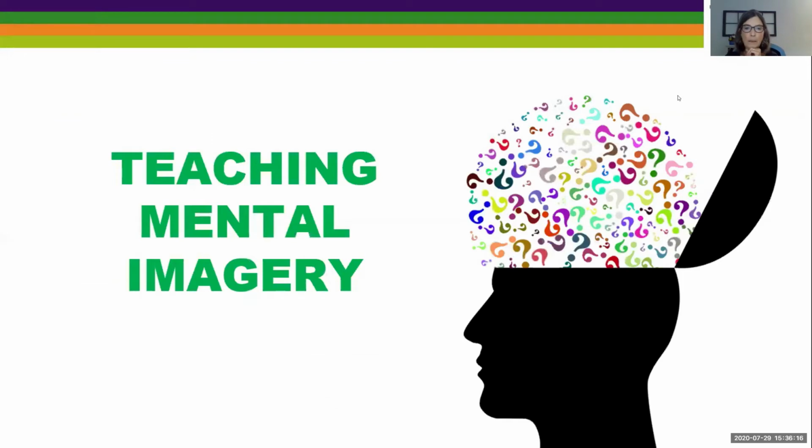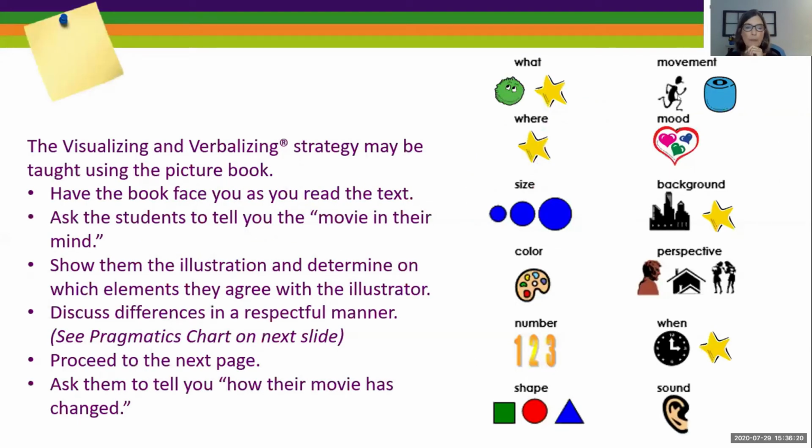Great. The last time we spoke, we also talked about mental imagery. So this is a review. And again, there's the sticky note. So the visualizing and verbalizing strategy may also be taught using this book. So instead of showing the pictures to the students, you could take another Trickster Tale or this book, whatever, and instead of letting them see the pictures, you're going to have the book face you, and you're going to read the text on that page.